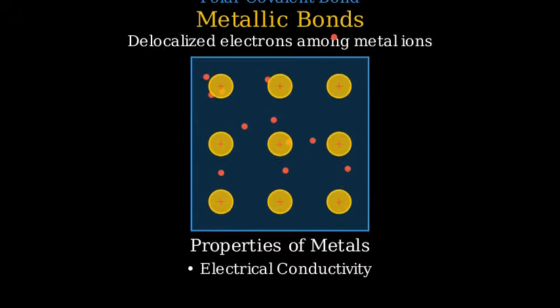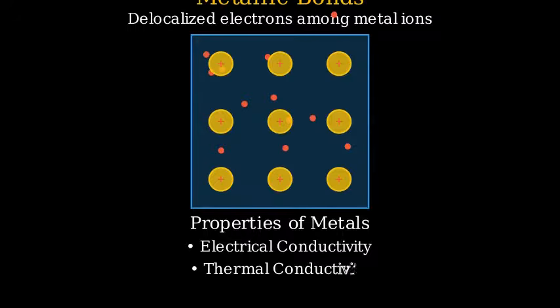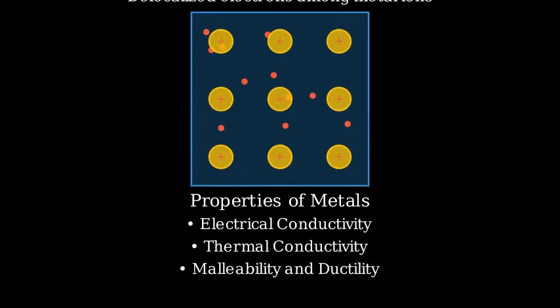As electrons can move freely, the properties include thermal conductivity, where heat energy can be transferred by electron movement, as well as malleability and ductility. The atoms can slide past each other while maintaining the bond.